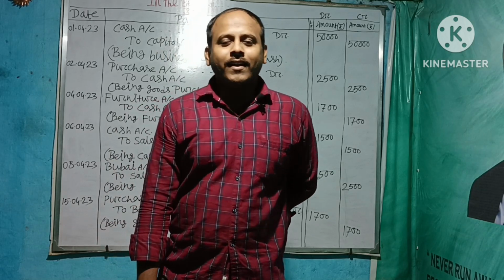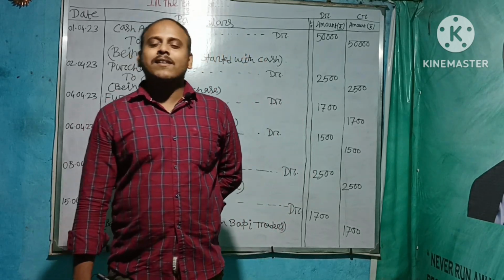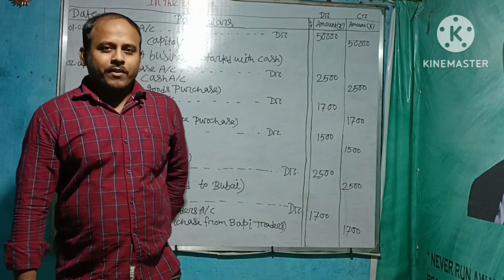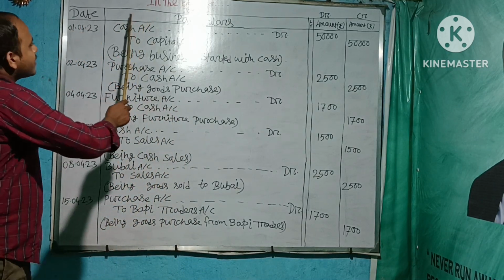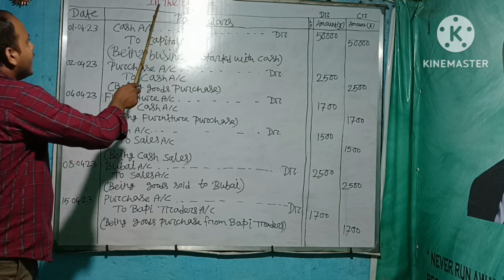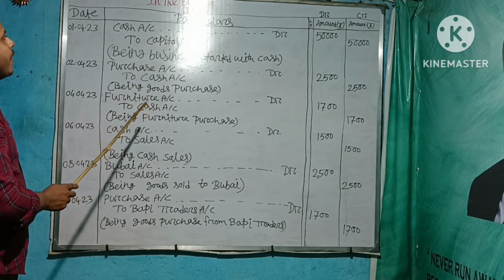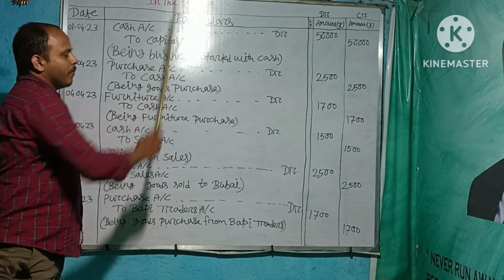Today we discuss journals. We'll practice some journal entries. Coming to the format, this is our journal format overall. At the top of the journal format, we'll write the name of the bookshop.